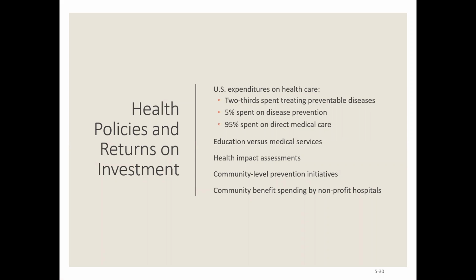Also to understand how health policy is interrelated with return on investment. So we know that of U.S. expenditures on healthcare, two-thirds is spent treating preventable diseases. Unfortunately, only 5% is spent on disease prevention, while 95% is spent on direct medical care. So understanding what you know now about the population health model, you can understand how there may be a need to shift policy to really focus more on that population health approach, and education versus medical services.